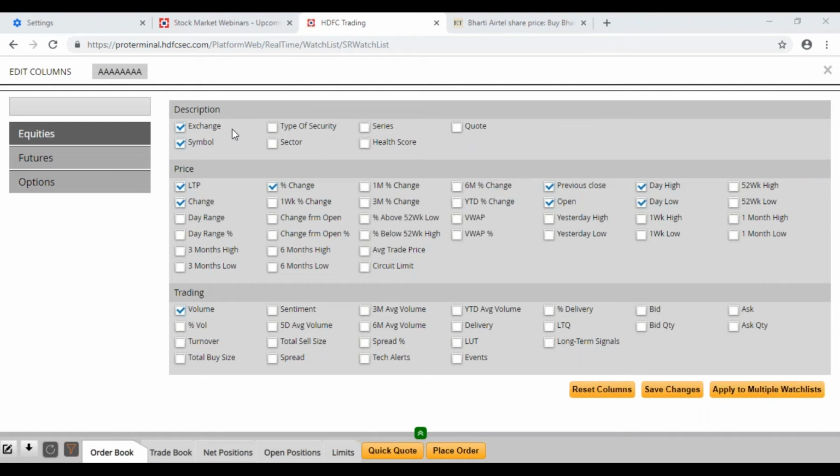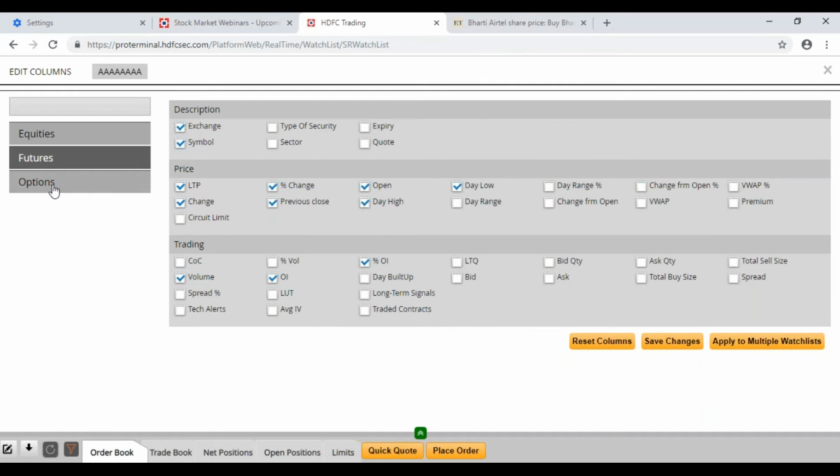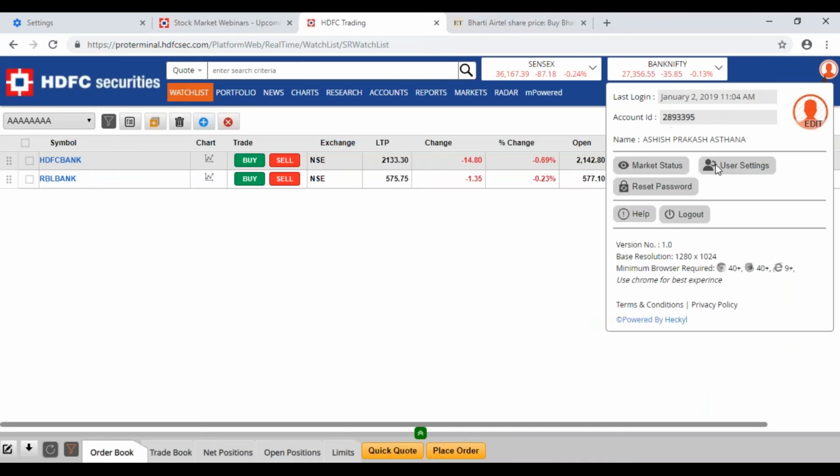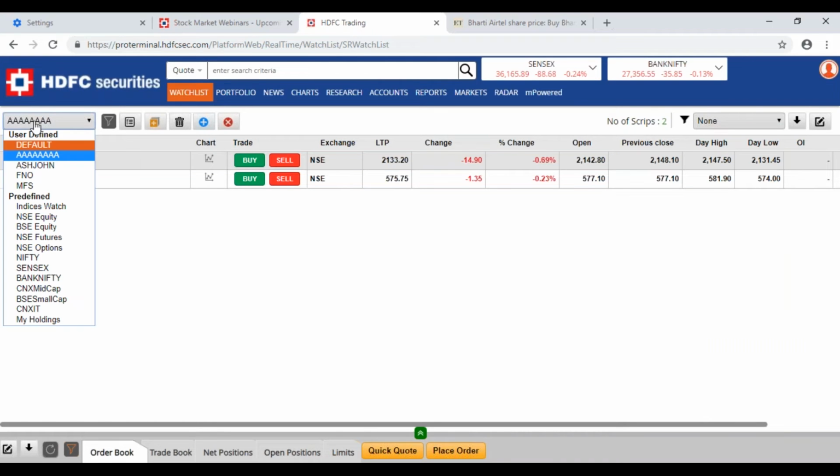And here you can see under equities, description wise, price wise, trading wise, these are the options available. What exactly are you looking out for? Do you want health score to be a part of it? You can select health score. Right? You want to know the LTP, the 6-month change, the previous close, whatever details you want, you can select from here. Similarly for futures and similarly for options, as per your requirement, you can select it. Right? The moment you select it, this is how it will display.